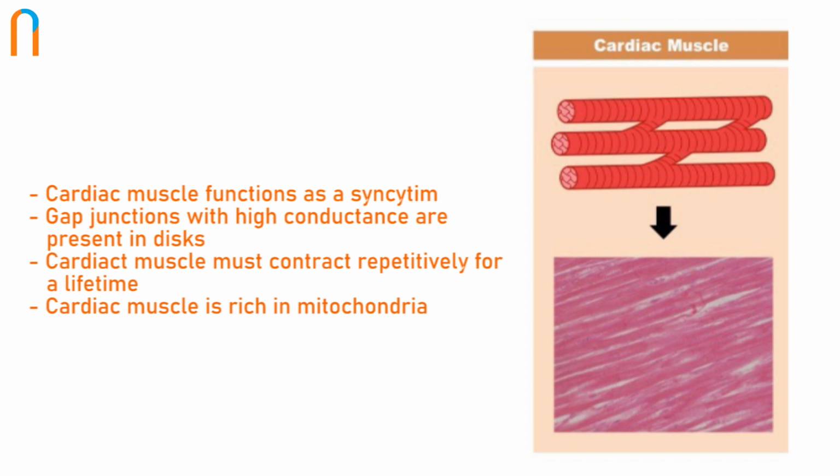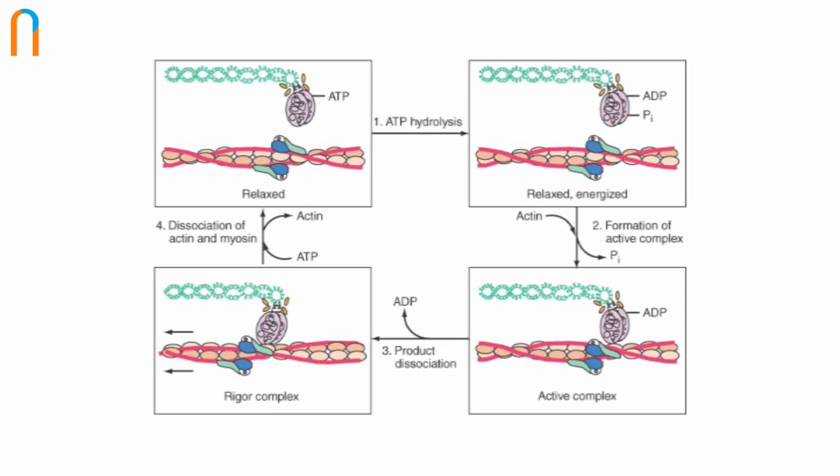Cardiac muscle must contract repetitively for a lifetime, and hence it requires a continuous supply of oxygen. To provide adequate oxygen and substrate for its metabolic machinery, the myocardium is also endowed with a rich capillary supply, approximately 1 capillary per fiber.